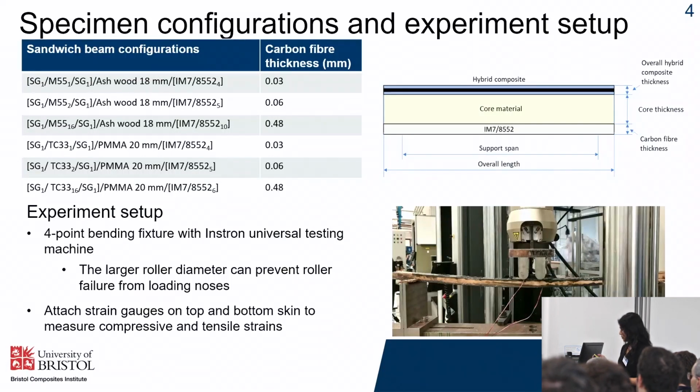My test used a sandwich beam containing the top surface as the hybrid composite, a core material, and a bottom skin made of IM7/8552. In terms of experiment, I used a 4-point bending fixture with an Instron testing machine. The previous study showed that the large roller can mitigate localized loading nodes from roller failure. To observe the strain, I used strain gauges attached on the top surface and the bottom surface to observe the strain of the material.